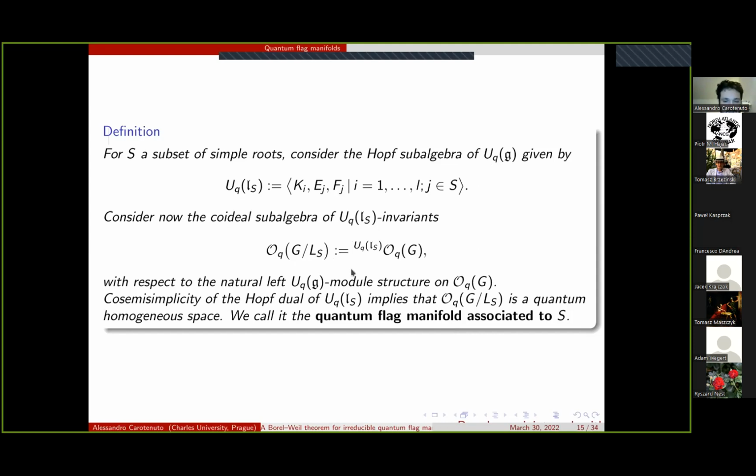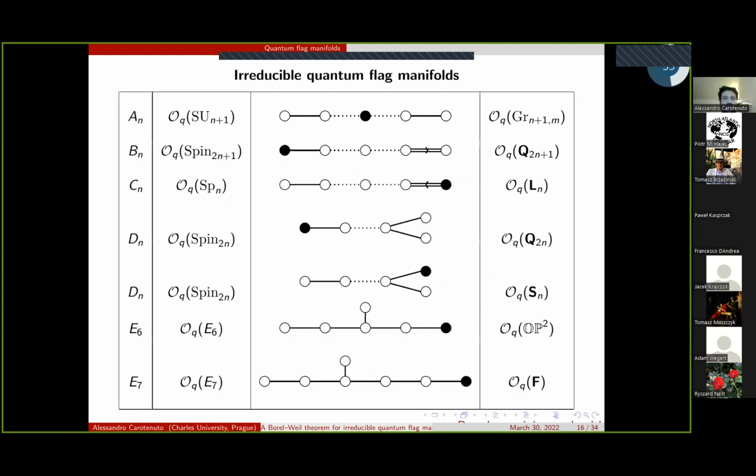Yes, I forgot to say that from the constant semi-simplicity of UQLS, it follows that OQGLS is a quantum homogeneous space, which, as I said, we call the quantum flag manifolds associated to S. Now, as I said before, you can define a quantum flag manifold by taking out a certain number of simple roots inside the Lie algebra.